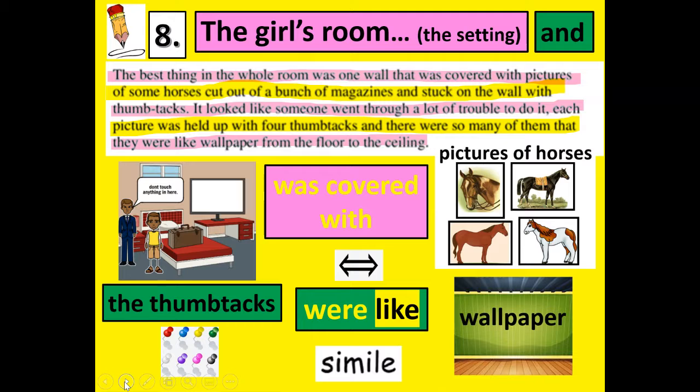So the best thing in the whole room was one wall that was covered with pictures of some horses cut out of a bunch of magazines and stuck on the wall with thumbtacks. It looked like someone went through a lot of trouble to do it. Each picture was held up with 4 thumbtacks, and there were so many of them that they were like wallpaper from the floor to the ceiling.